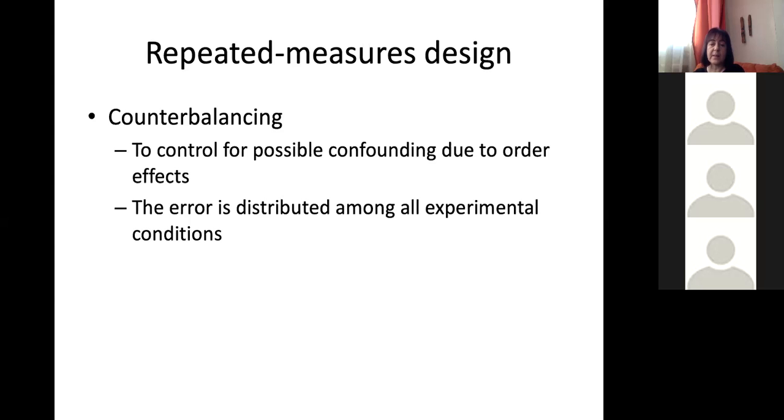And last time we discussed different counterbalancing techniques that we can use in order to control for possible confoundings. And they're called counterbalancing because we are not able to completely get rid of the error, but we can try to distribute that error among all experimental conditions. Do you remember some of the counterbalancing techniques that we have discussed last time?